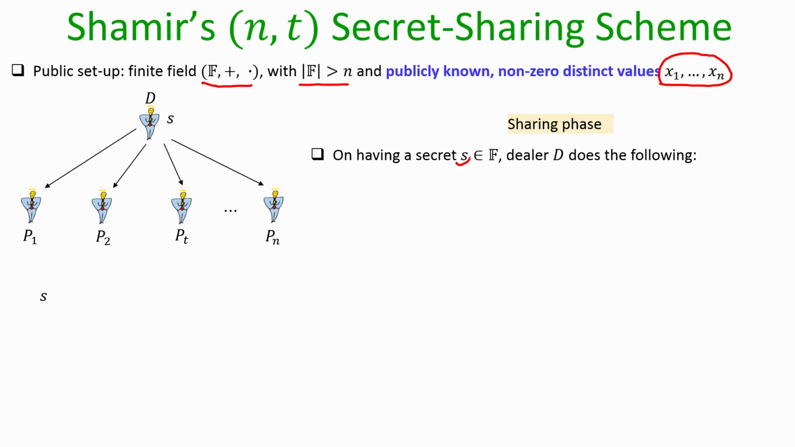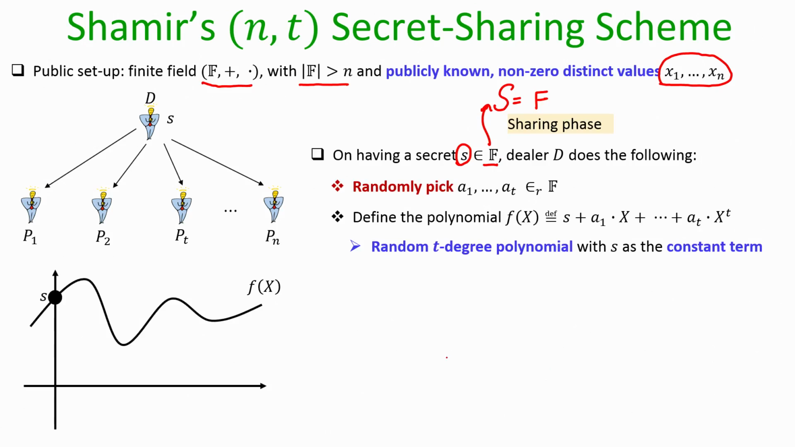To share a secret S, which is an element from the field, which ensures that my secret space fancy S here is actually the finite field. So, if there are multiple elements from the field which the dealer wants to share, he has to invoke this protocol multiple times, but imagine he has only one element from the field which he wants to share, then to do that the dealer is going to do the following.